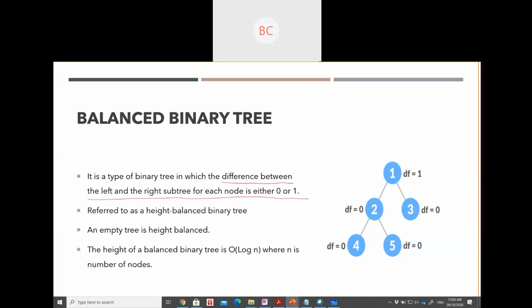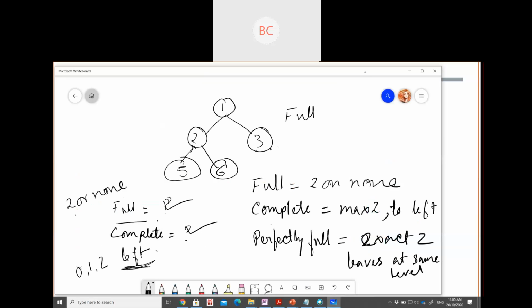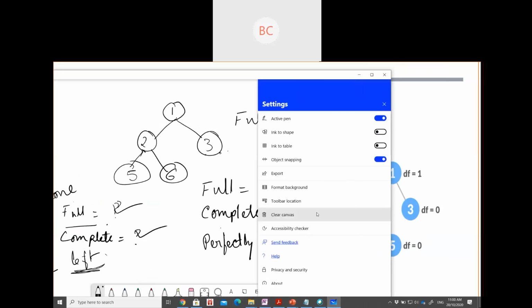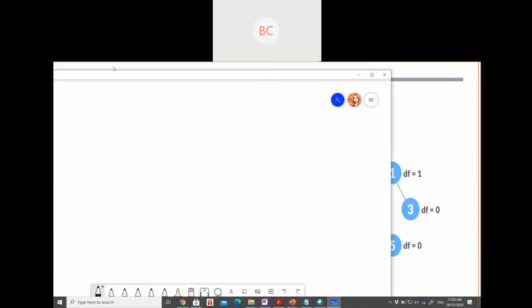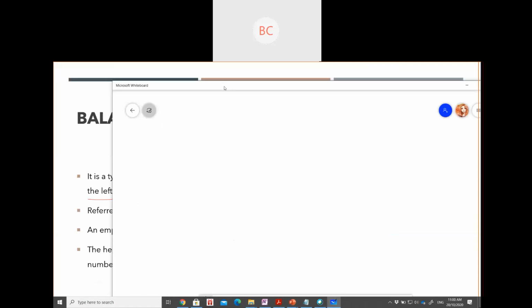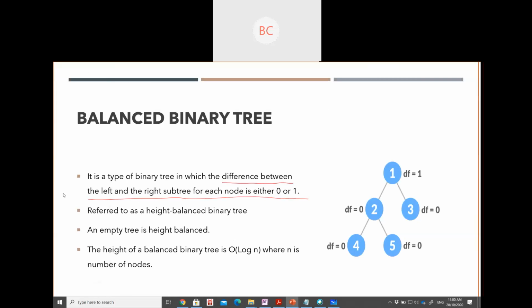Some children has like, okay, so in the normal one, I showed you like 1, 2, it can be anywhere. So these are not height balanced, we don't care about the levels. But in case of a balanced binary tree, the difference between the left and the right subtree for each node should be either 0 or 1, and that's why it is known as a height balanced tree.